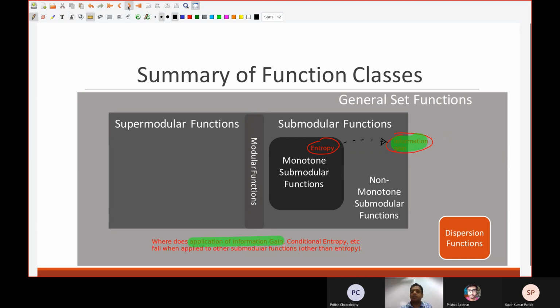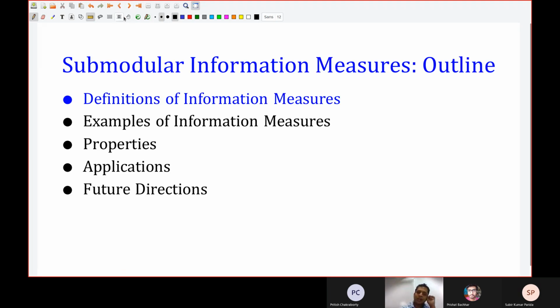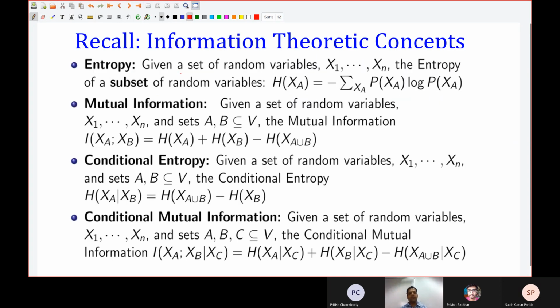Okay, so let's see that. We'll now define these information measures, which is related again to your second assignment, or application related to your assignment. We'll define that and then give examples.